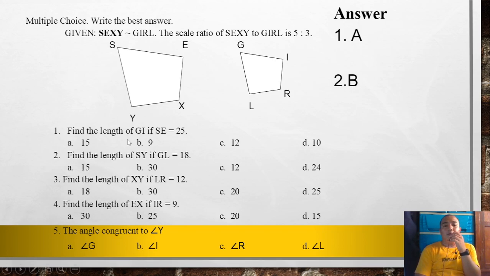Next, find the length of XY if LR is 12. XY over 12 is equal to 5/3. 20. C. Number 4, find the length of EX if IR is 9. EX over 9 is equal to 5/3. 15. So it's D. And number 5, the angle congruent to angle Y is angle, very easy. Angle L.